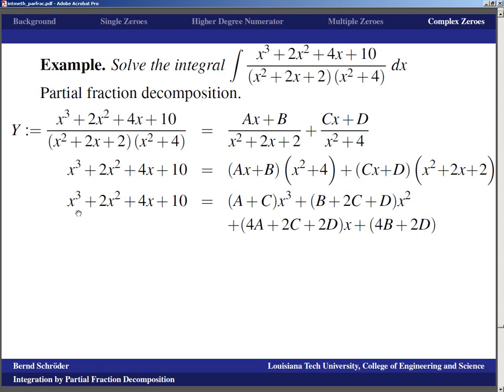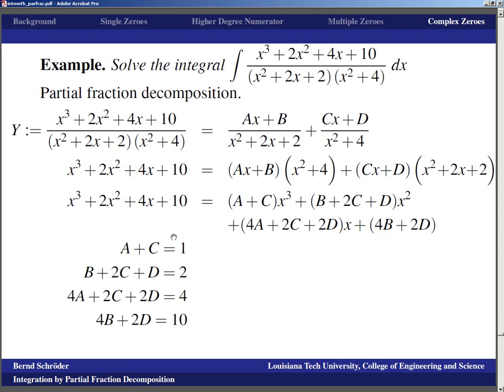Well, if you have a polynomial on the left and you've got a polynomial on the right, and you know those two polynomials have to be the same, then they must have the same coefficients. And that means the a plus c must be equal to the 1 that we would have in front of the x cubed. So we get a plus c equals 1. The b plus 2c plus d must be equal to 2. We get that here. The 4a plus 2c plus 2d must be equal to this 4. And the 4b plus 2d must be equal to the 10.